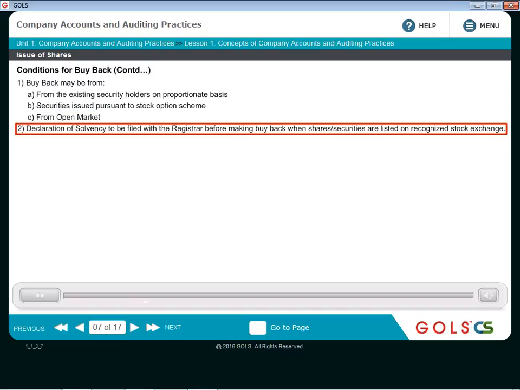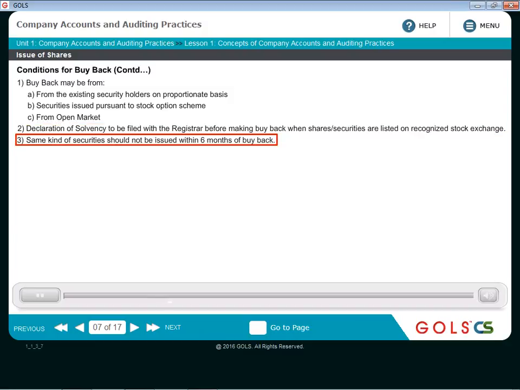The declaration of solvency has to be filed with the registrar by the company before making the buyback, when the shares or securities are listed on the recognized stock exchange. Because it cannot happen that the company has refunded the money back to the shareholders, and now the company has become insolvent because of this buyback. That is not allowed. So the declaration of solvency has to be filed with the registrar.